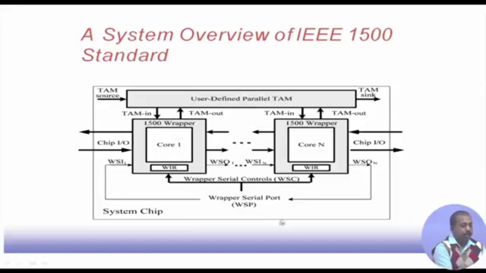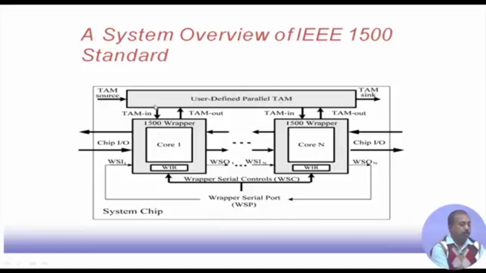Apart from that, there may be some more mechanism by which the user can apply a number of test bits parallelly. That is known as a test access mechanism. This may be a user defined parallel test access mechanism. From the test source, which may be some ATE channel, test patterns will be transported through this TAM, and similarly at this end we will have the TAM sink, which may again be the response values going to the ATE. This way the user may define some parallel test access mechanism.